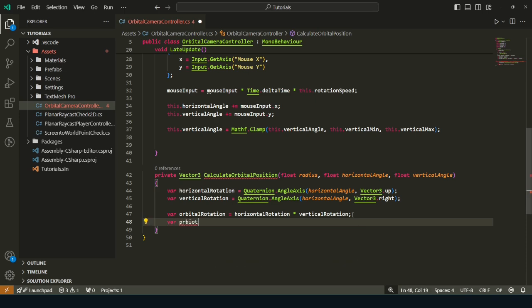Orbital, I could type again. It's really hot here. I'm kind of sweating a little bit. Orbital position equals orbital rotation times Vector3.back.